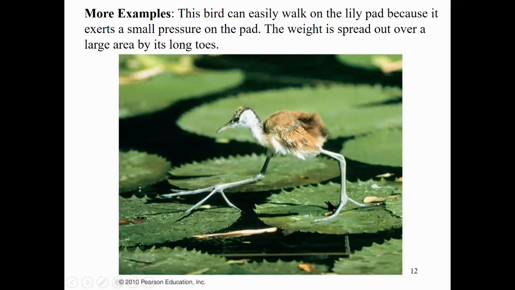Next example: this bird can easily walk on this lily pad because of this. Look at the structure of its toes. It can easily walk because it exerts very little pressure, so it can walk along the lily pad.